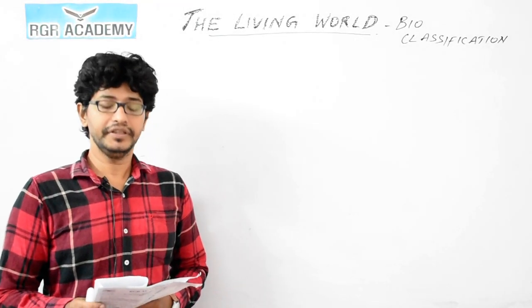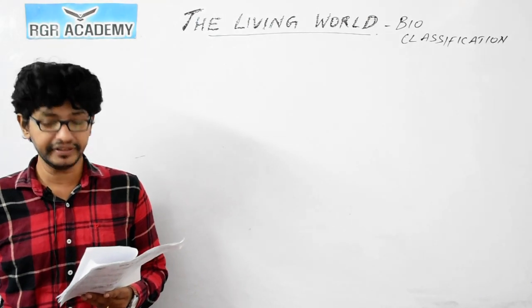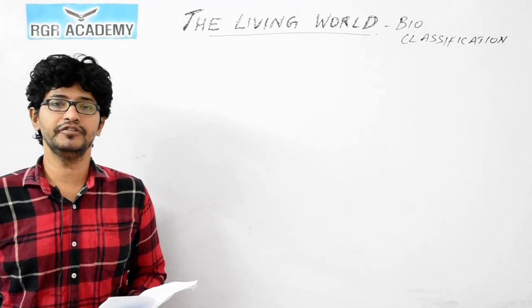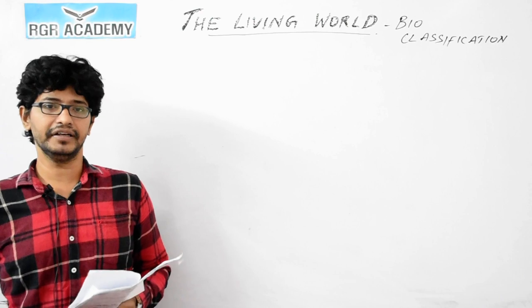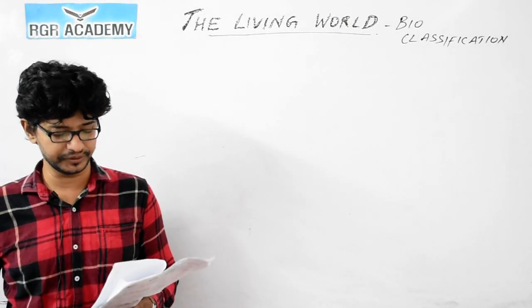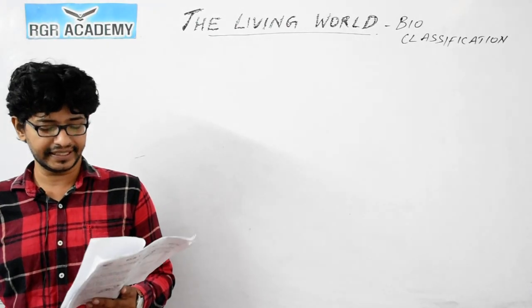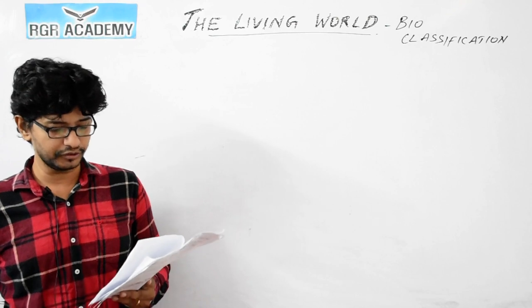Question number 133. Number of plant species reported in India. If you are clear in the biodiversity part, if you are good in this particular chapter, you can very well answer this type of question. The number of plant species reported, as the record says, is 45,000. 45,000 is the correct answer.